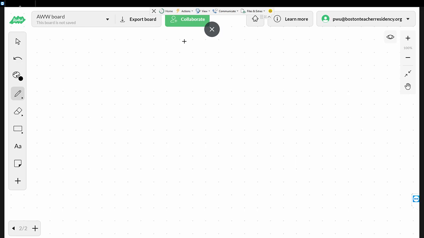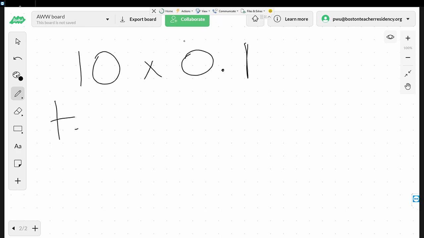So I'm going to use a simple example. We're going to do 10 times 0.1. So, I'm going to write out the names for both of these numbers. 10 is just 10, right? 10 wholes. And 0.1, well, the first place after the decimal is called the tenths place. And I have one of them, so this is 1 tenth.